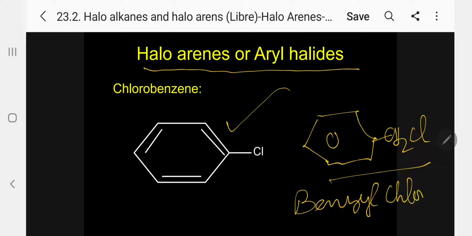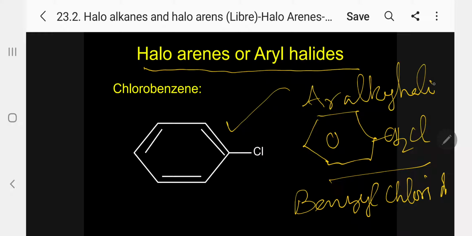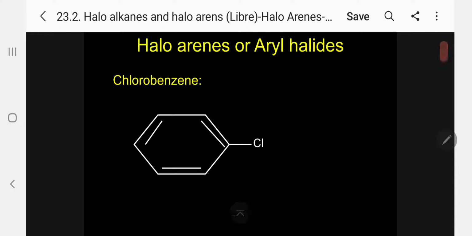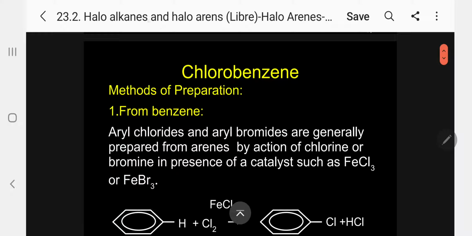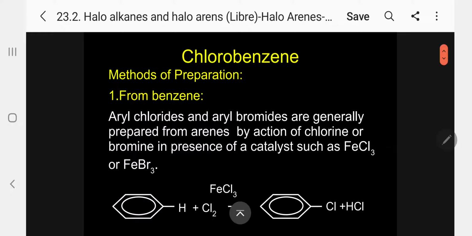Benzyl chloride. This is an aralkyl halide, specifically chloride. So we are concentrating only on the haloarenes. So specific example, chlorobenzene. Kindly follow. So let me take chlorobenzene. Methods of preparation. We can prepare chlorobenzene from a number of compounds. So first let us see different methods of preparation of chlorobenzene.